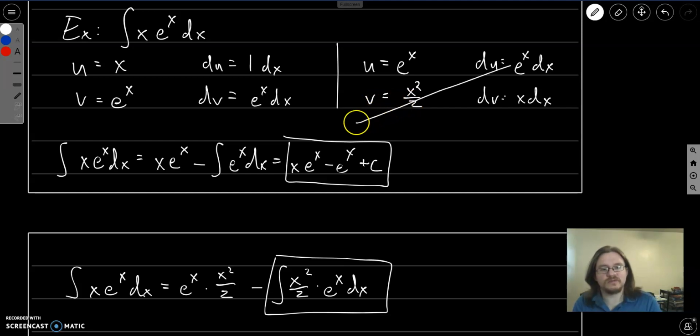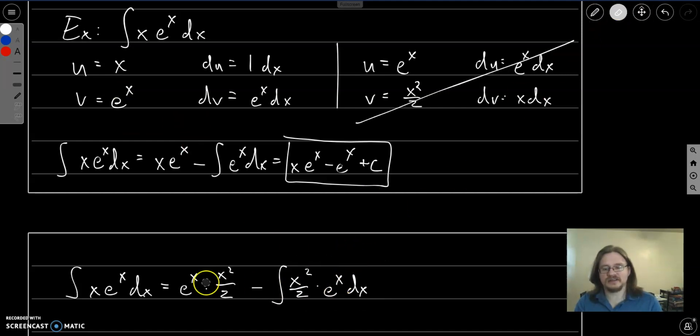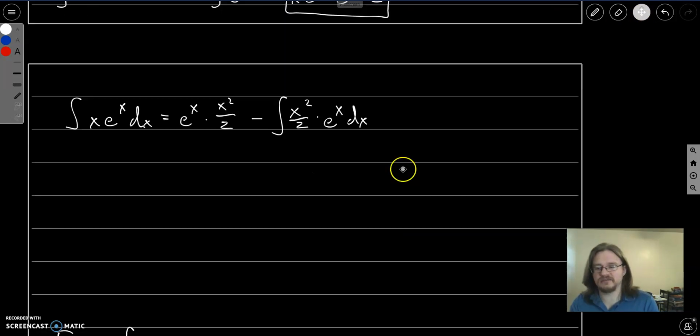So this u and v don't work. This u and v will. Now, everything that I have written here is still correct. This integral is equal to this minus this. That is still absolutely true. It's just not helpful when we're trying to solve the question. Let's do another example.